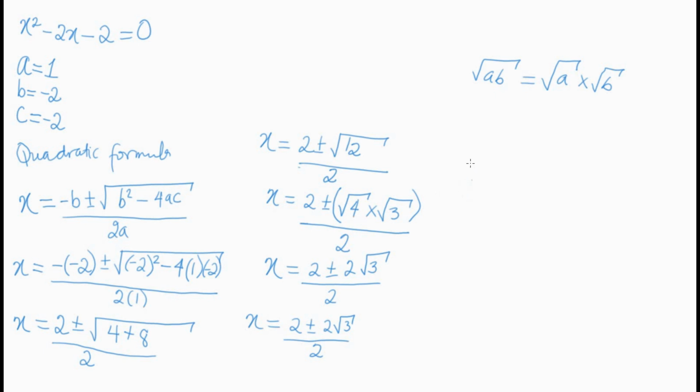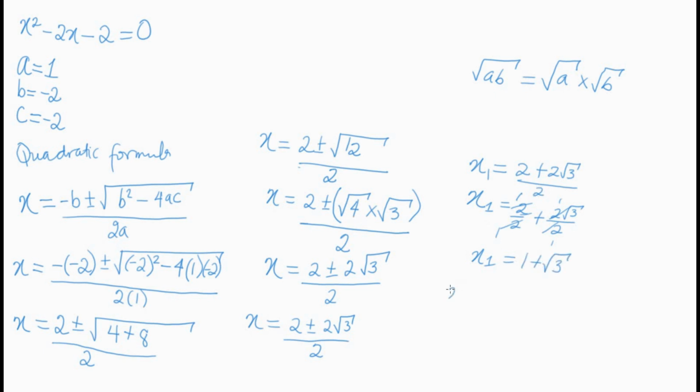So now we solve for x1, and we're going to leave it with the positive sign. So x sub 1 equals 2 plus 2 root 3 over 2. So we can do this as 2 over 2 plus 2 root 3 over 2. So 2 over 2 is 1, and 2 over 2 is 1. So x sub 1 equals 1 plus root 3.